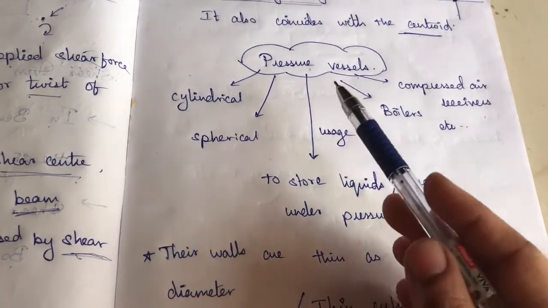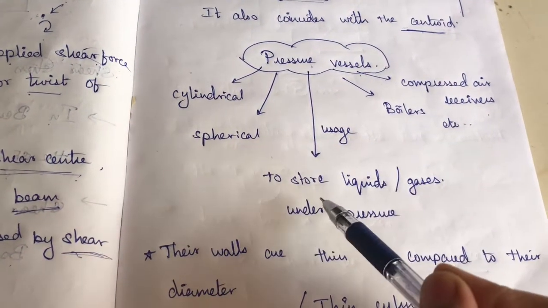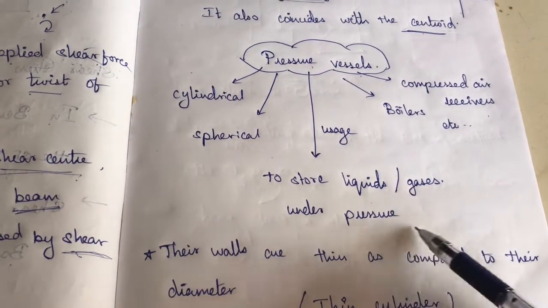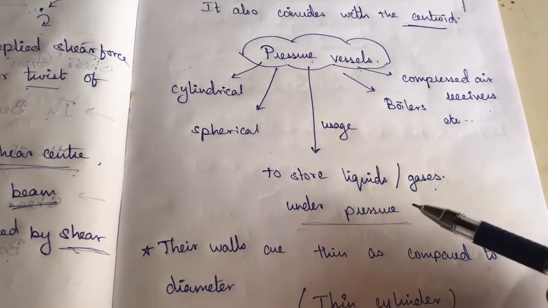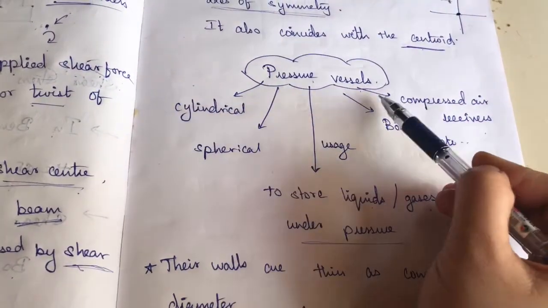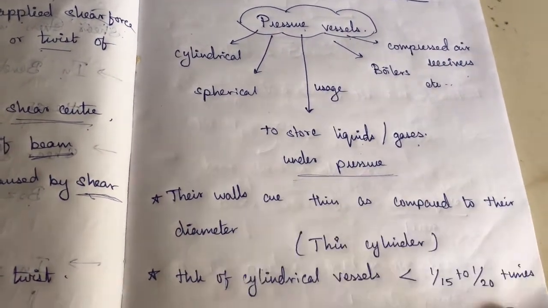So a pressure vessel is mainly used to store liquid or gases under pressure.